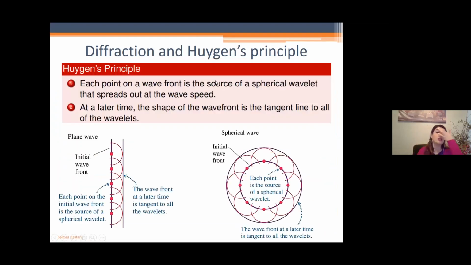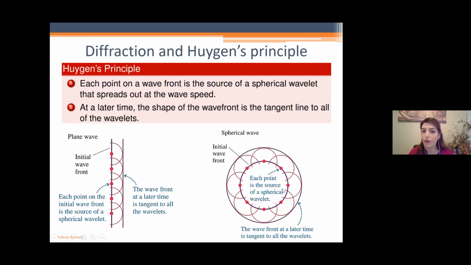All right, so what Huygens principle says, just quickly, is that each point on a wavefront is the source of a spherical wavelet itself that spreads out at the wave speed. And then at a later time, the shape of the wavefront is the tangent line to all of the wavelets. Now, for example, when we have a plane wave, you can see that each point here is the source of a spherical wavelet. And then at a later time, the wavefront is tangent to all these wavelets.